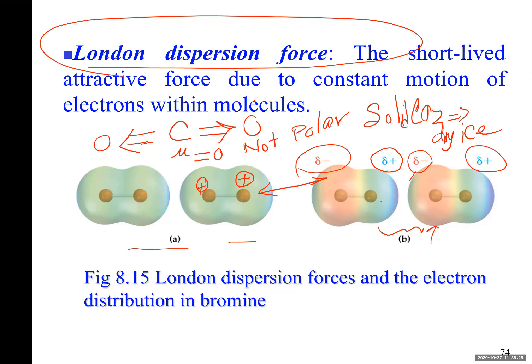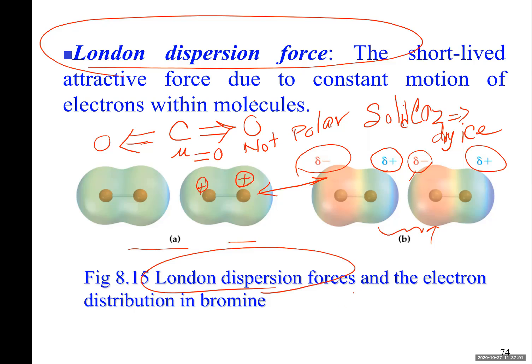This interaction is very small. That's why carbon dioxide sublimes at minus 78 degrees Celsius, very low temperature. At 1 atmosphere, carbon dioxide goes from solid to gas at minus 78 degrees Celsius, because London dispersion forces are extremely weak forces between molecules.